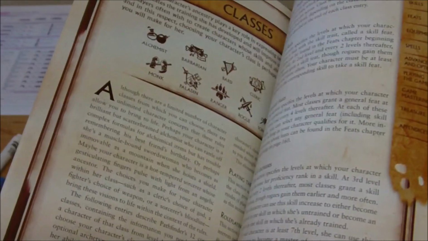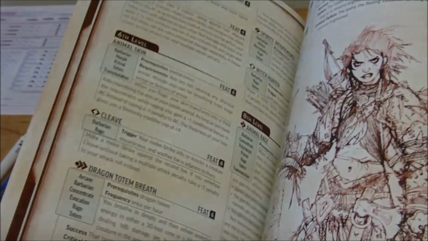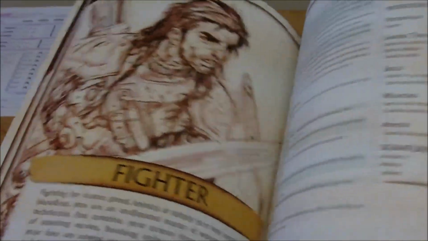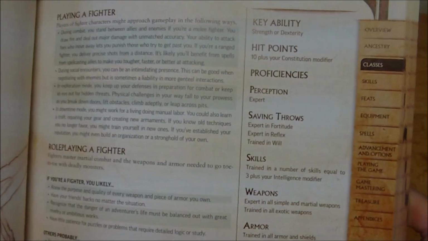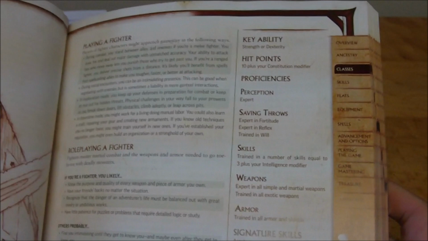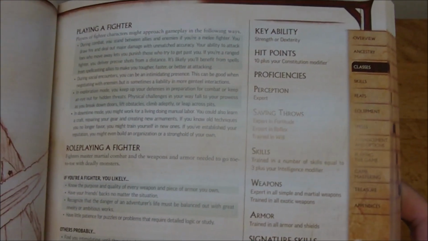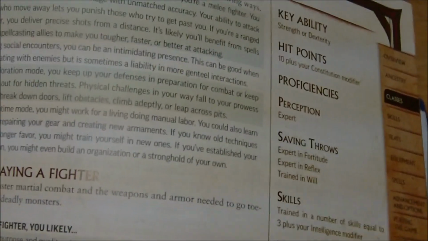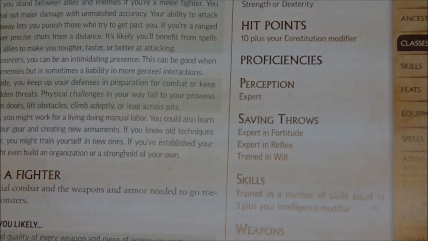And now we're going to go to our class, and get to the fighter class. Alright, so for the fighter, key abilities are strength or dexterity. We've got 10 hit points for first level. We'll zoom in a little bit here. So it's 10 hit points plus Con modifier.